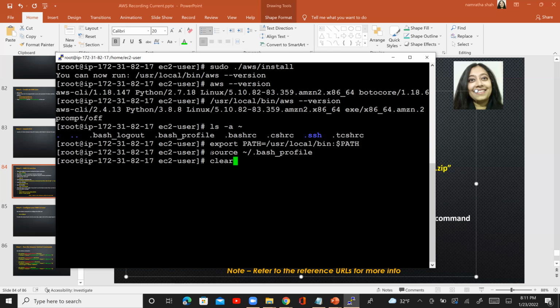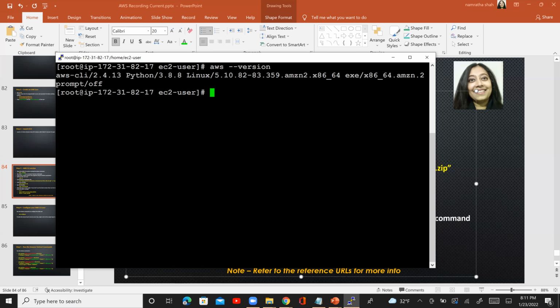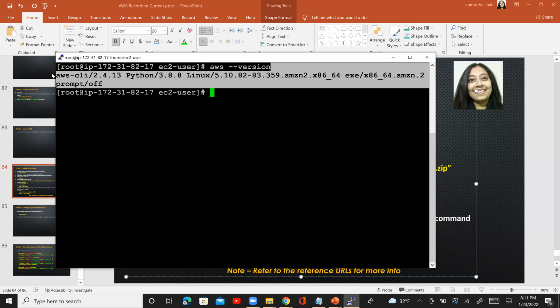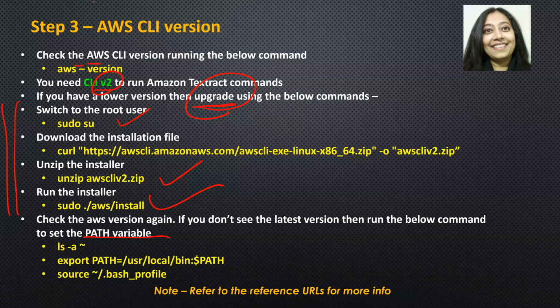So now if I clear the screen, and now if we run AWS version, straightforward, it now tells us that the current version is 2.4. That means it is now pointing to the latest AWS CLI version that we just installed, right? So we are good. So we just completed step number 3.